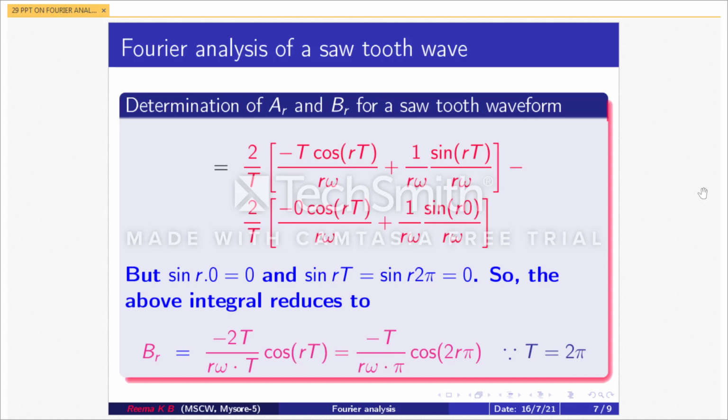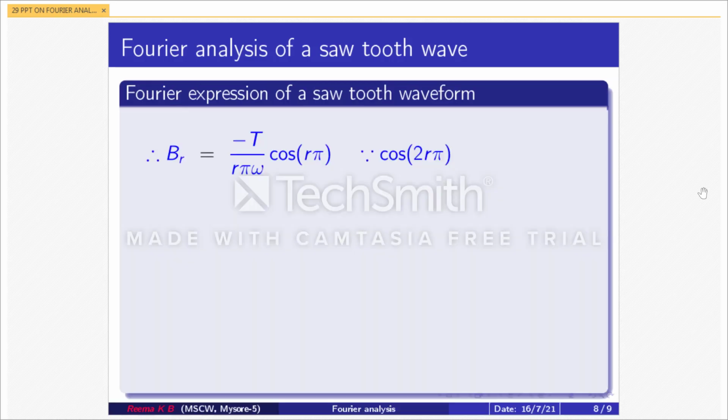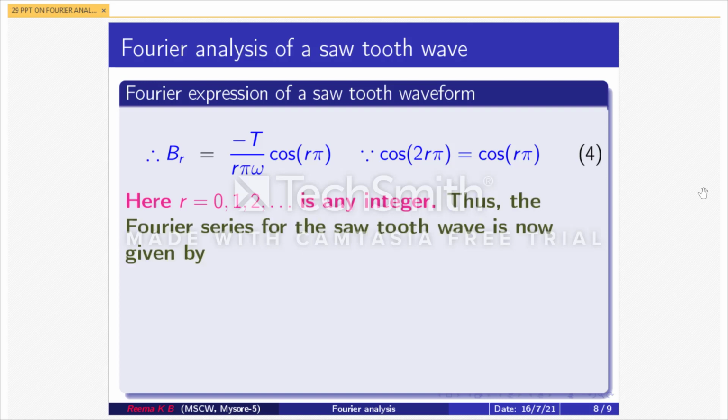Therefore, since T is equal to 2 pi, we get br is equal to minus T by r pi omega times cos of r pi. Let's consider this as equation number 4. Here r is equal to 0, 1, 2 and these are integers.